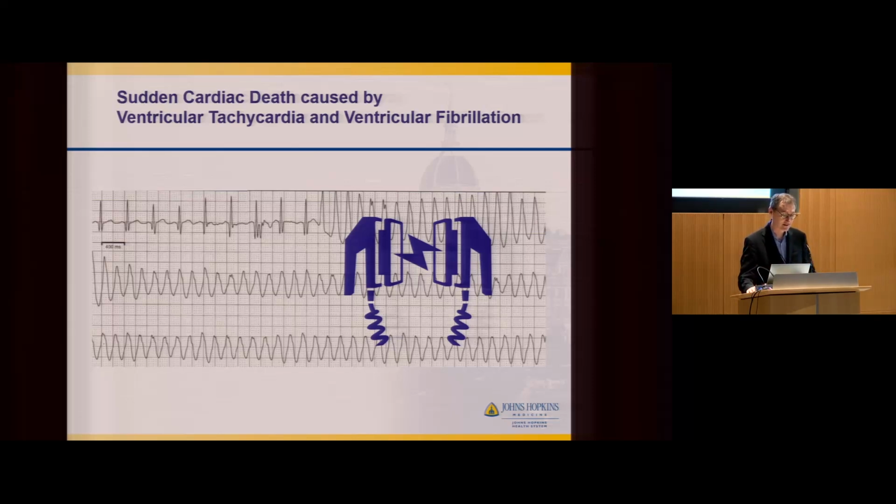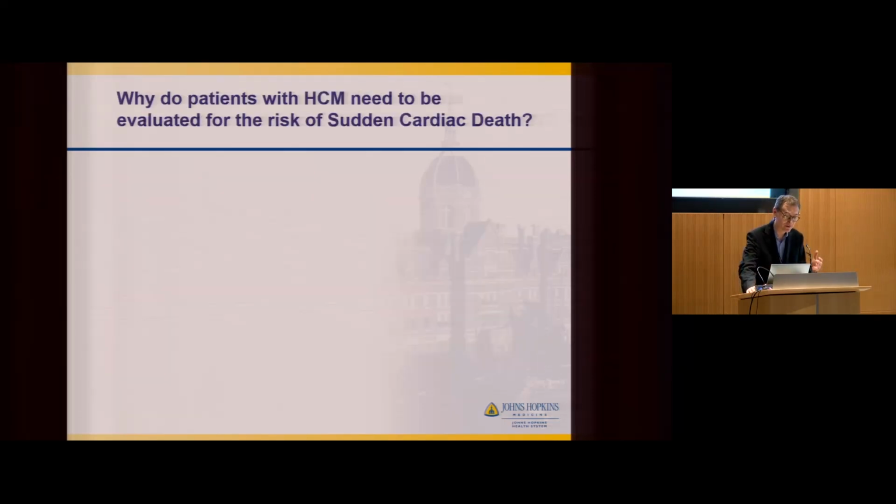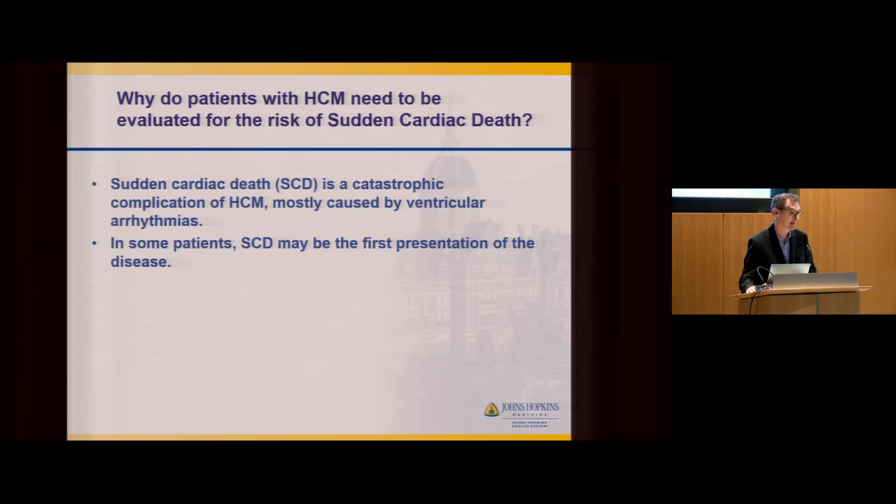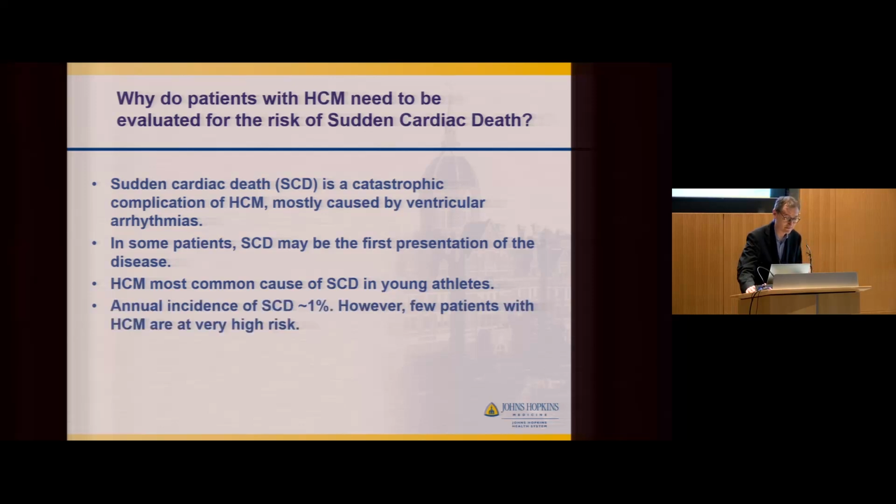And so who is at risk of sudden cardiac death? Well, it's important to know that sudden cardiac death is a catastrophic complication of HCM, mostly caused by ventricular arrhythmias. In some patients, sudden cardiac death may also be the first manifestation of the disease. It's a common cause, as we heard before, of sudden cardiac death in young athletes. However, it's important to know that the annual incidence, so the rate of sudden cardiac death, remains very low. It's less than 1%.